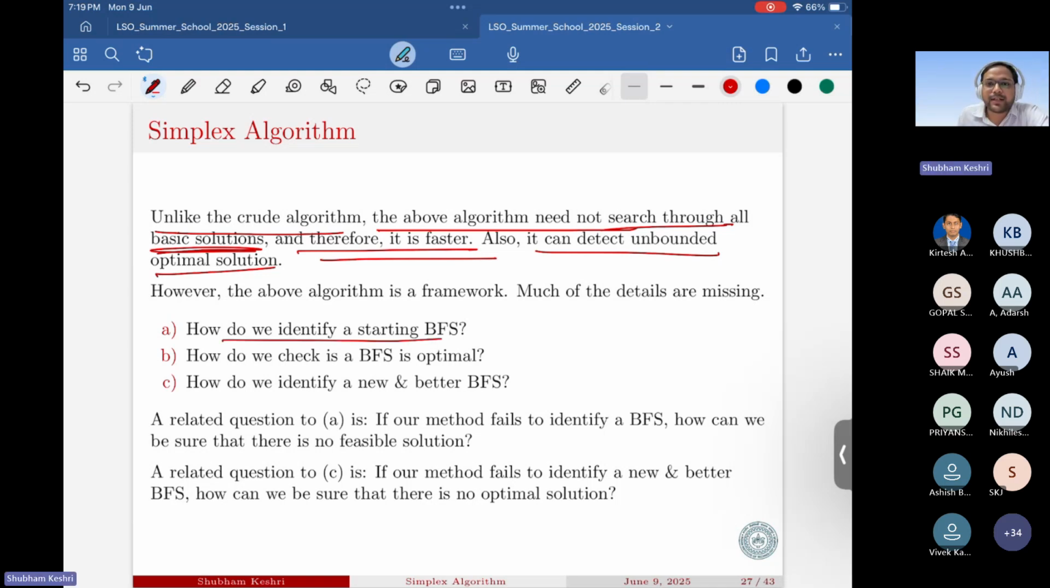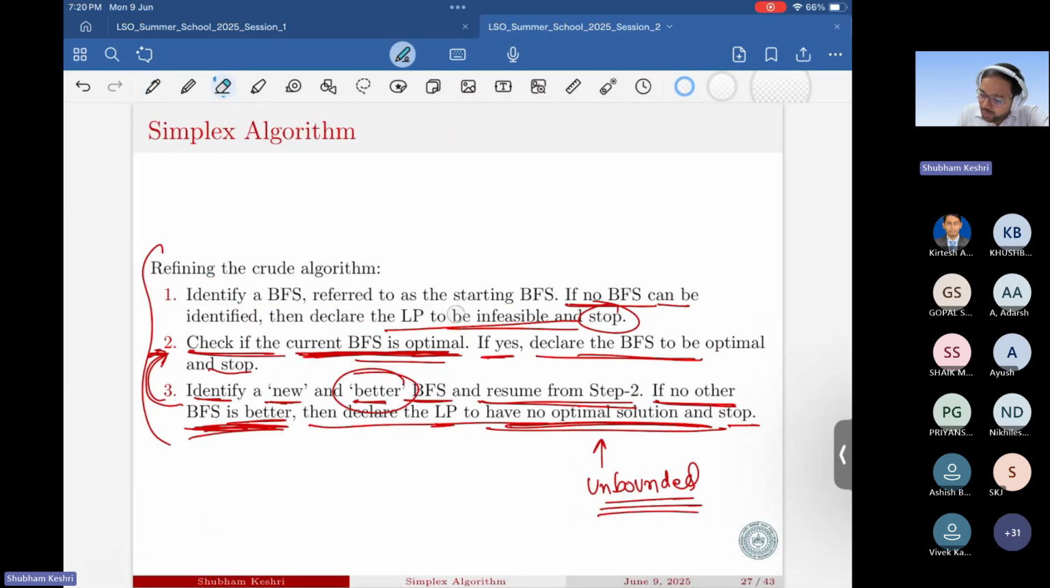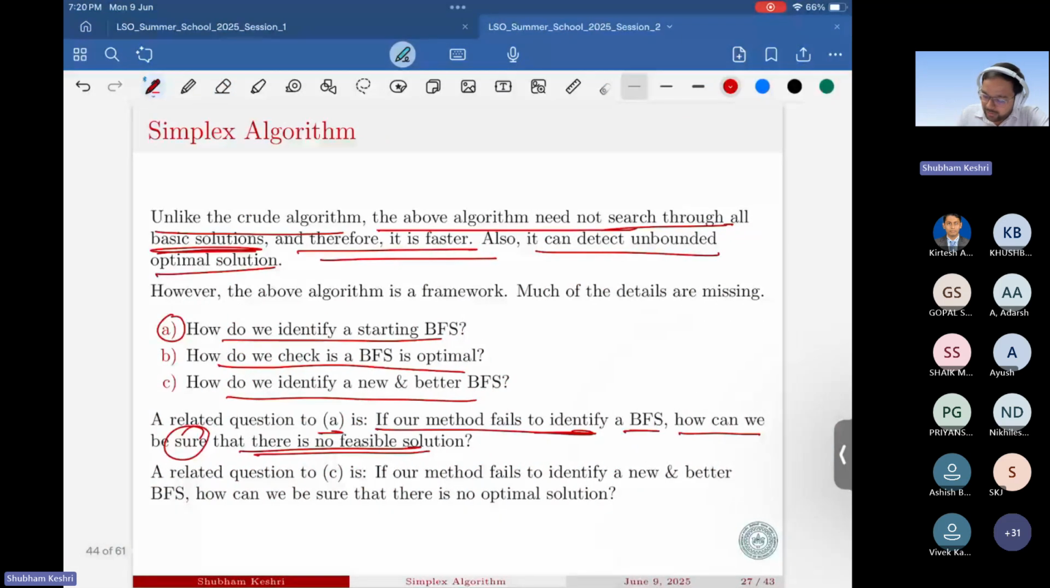How do we identify a starting basic feasible solution? How do we check if a basic feasible solution is optimal or not? How do we identify a new and better basic feasible solution? And related to question number 1, if our method fails to identify a basic feasible solution, how are we sure that there is no feasible solution? You see, in step 1, we are saying that if you don't identify a basic feasible solution, declare it to be infeasible. How are we sure that this failure of this step means no feasible solution?